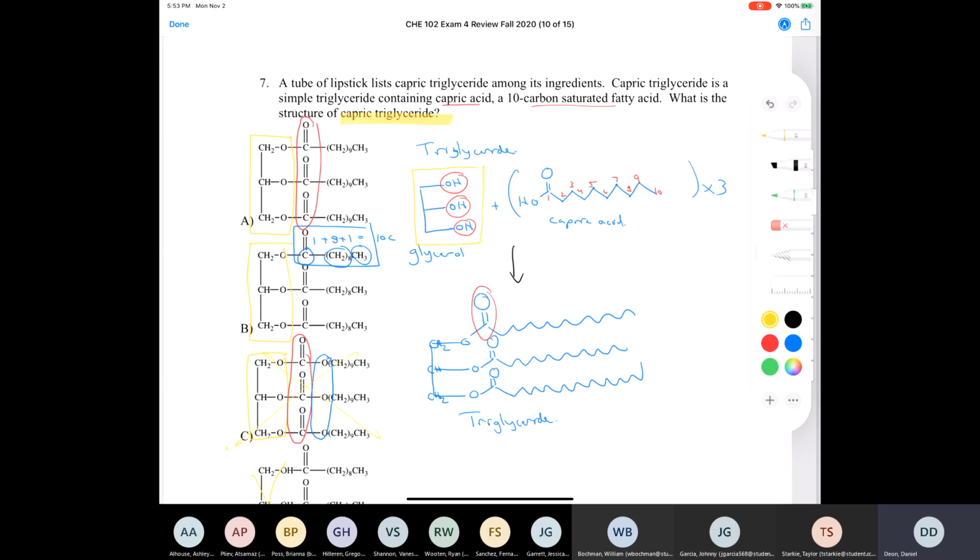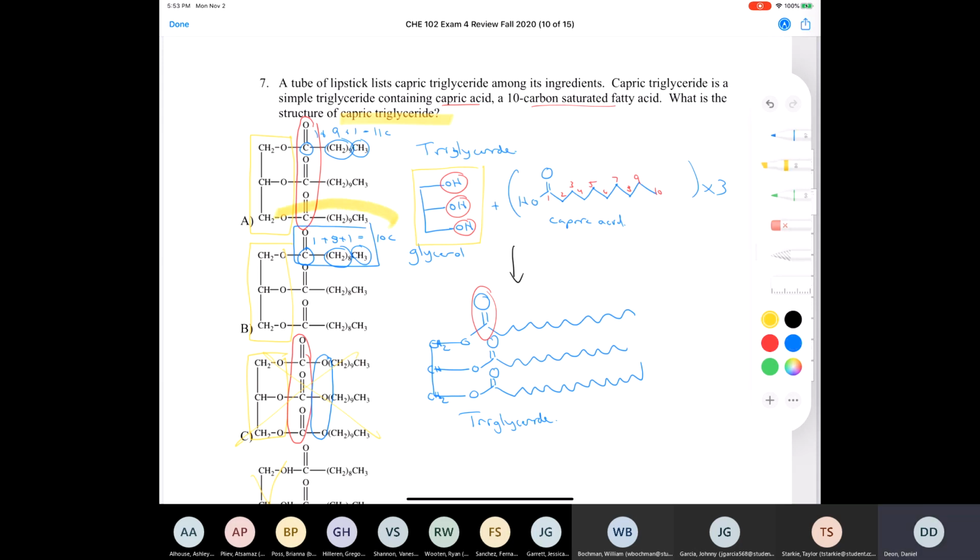Okay. And the problem with A, there's a big problem with A, is that it has a total of 11 carbons. Look, you've got 1 here, you've got 9 here, and then you've got 1 here. So 1 plus 9 plus 1 gives you 11. Okay, and it's not 11 carbons. And so the answer is, in fact, B.